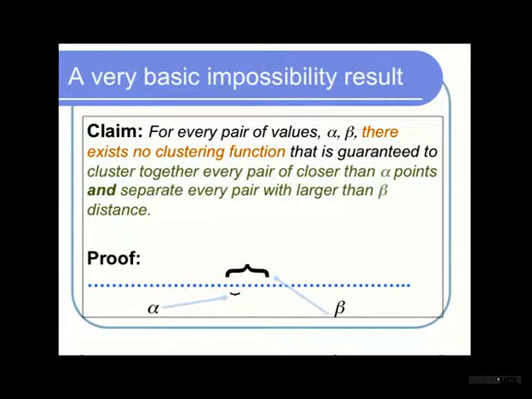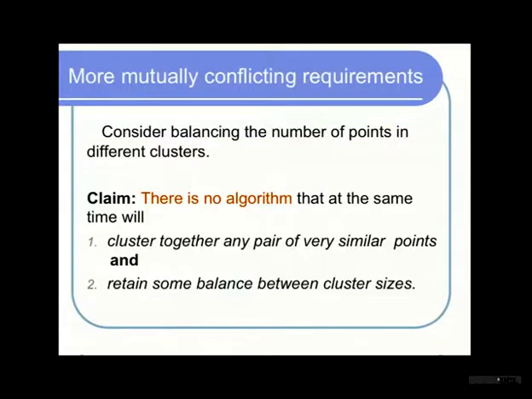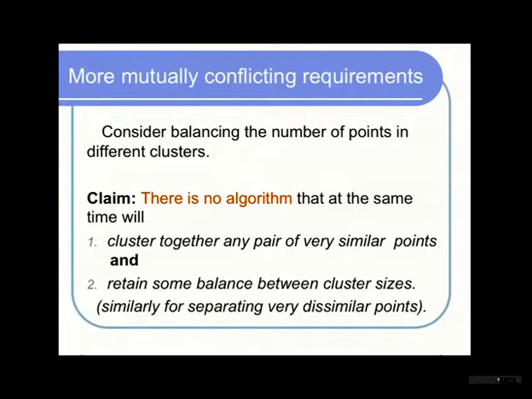And one can find such contradictions with other desirable properties of clustering. Another kind of desirable property of clustering is balancing the number of points in different clusters. Sometimes it's desirable that you will not have very big clusters compared to tiny clusters. But again, it's very easy to see that there is no algorithm that at the same time will cluster together close points and retain some balance between the cluster sizes. No matter how we phrase it, no matter how we put an upper bound on the biggest cluster and a lower bound on the smallest cluster, it will always contradict the requirement to have close points together. I leave the proof to you. It's very obvious how to do it. And similarly, you cannot satisfy balance at the same time as making sure that you separate every very dissimilar points.